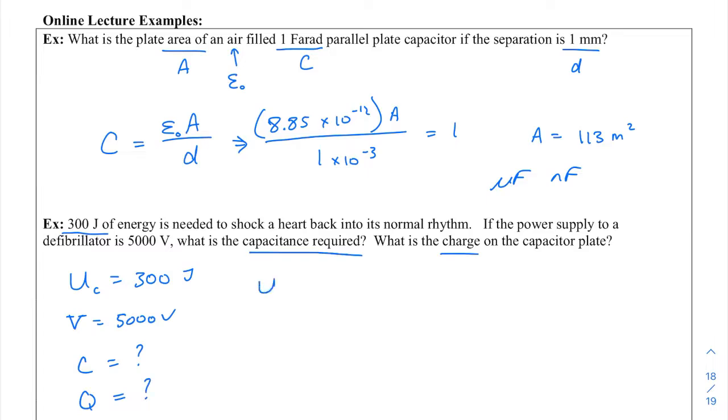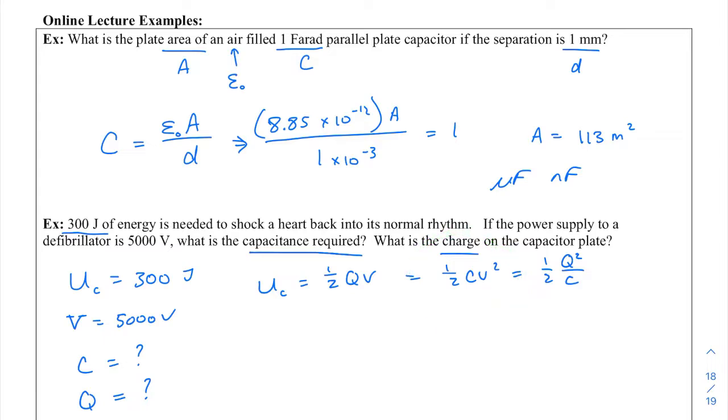So remember that we've got a few equations for capacitance for energy. 1/2 QV is one. And then we also know that this could be 1/2 CV squared, or this could be 1/2 Q squared over C. So the first question just says, what is the capacitance required? We can use this equation here.